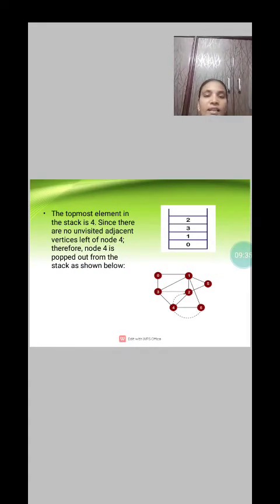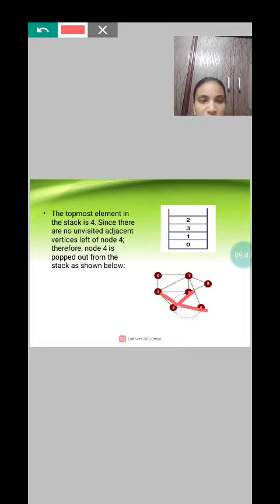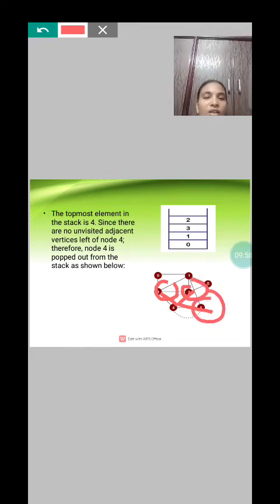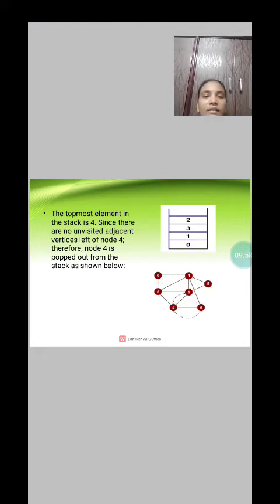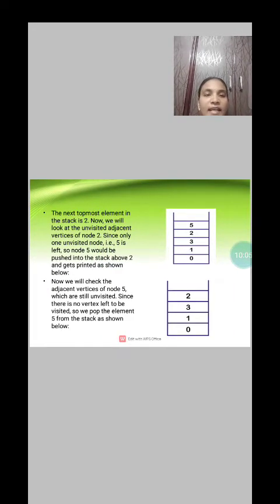The topmost element in the stack is 4. Since there are no unvisited adjacent vertices left for node 4, the adjacent vertices of node 4 are 3, 2, 6. So we have 3 and 2 already present in the stack and 6 has already gone into the result. So there are no unvisited vertices, and 4 is also popped out and added into the result. Now we have the result as 6 and 4.